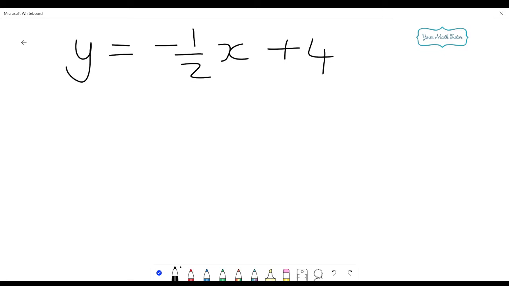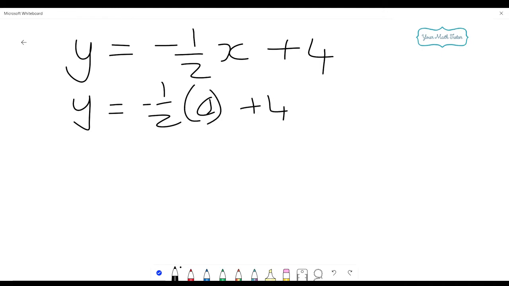Again, the y-intercept is when x is equal to 0. So when we have y = -1/2 times 0 plus 4, y is equal to 4. So our y-intercept is (0, 4).